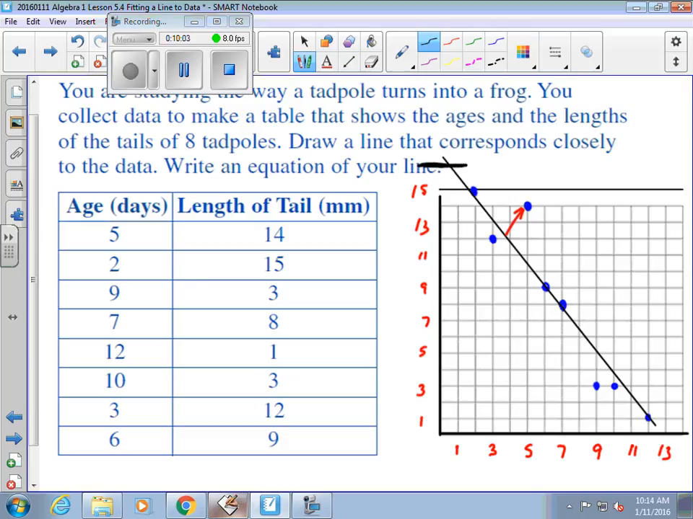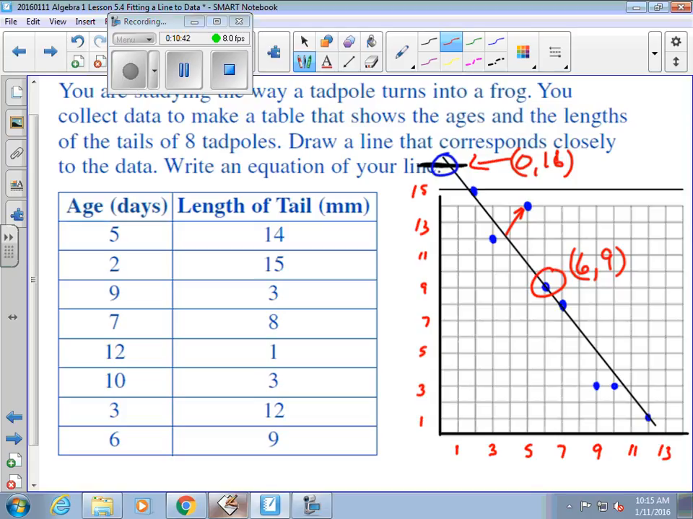Let's call that, just for the sake of making this easy, let's say it's crossing through at 0, 16. Okay, 0, 16. And let's say it crosses exactly through this point right here. So that point right there is 6, 9. And this point right here is 0, 16. Now that we have those 2 points identified, 0, 16 and 6, 9, can we find a slope of that line?